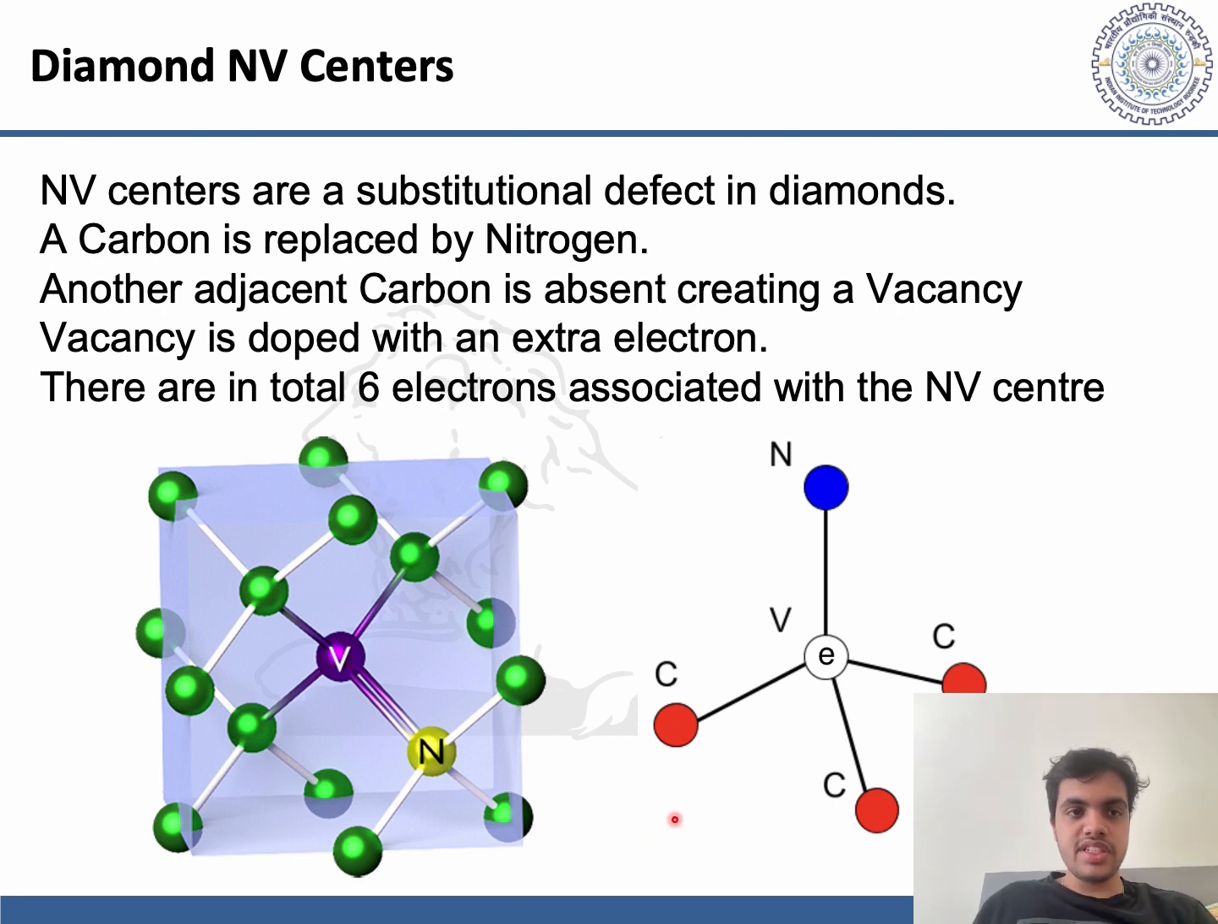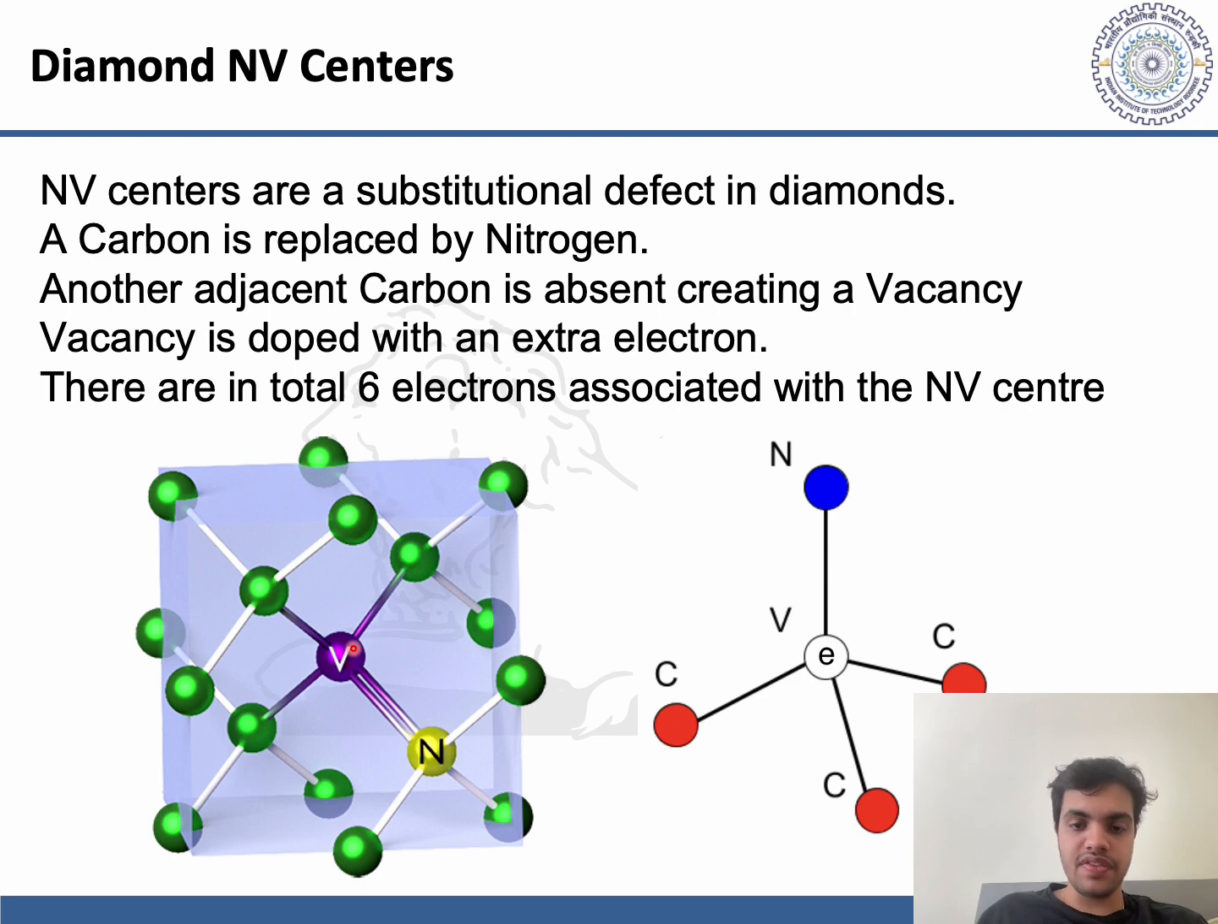So diamond NV centers are nothing but a substitutional defect in diamonds, which happens very commonly and can also be done artificially. Basically, a carbon is replaced by a nitrogen in the diamond lattice, and another adjacent carbon, which is just to the side of it, is kicked out of the lattice, which creates a vacancy here.